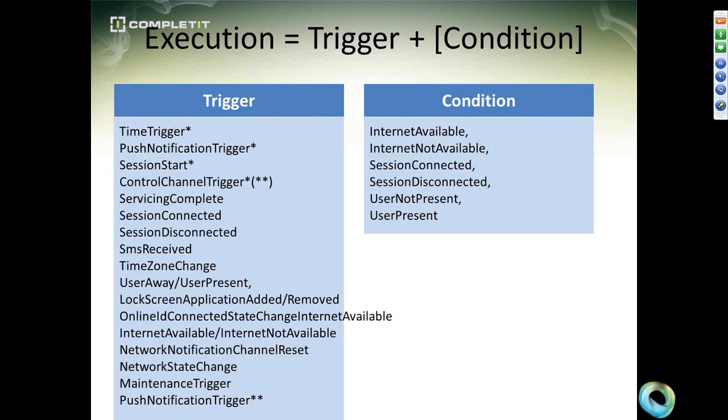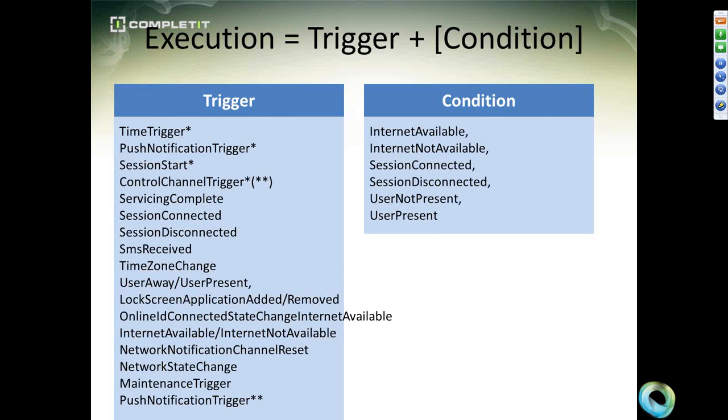The execution is dependent on a trigger, optionally extended with a condition. The trigger is basically what makes your background code execute. The easiest one to understand is a time trigger. A time trigger basically says, every, I don't know, this many seconds, I want to execute my code.